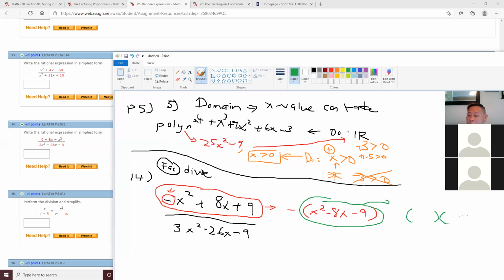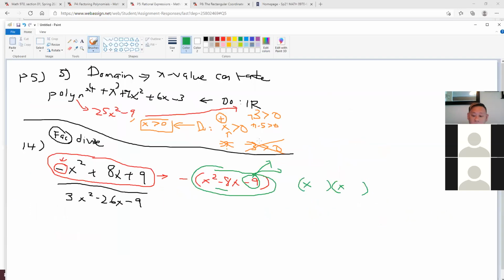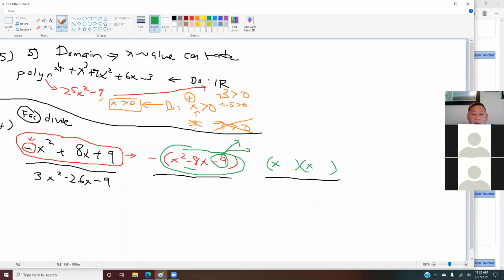So can someone tell me, x squared is x and x? What is a factor for 9? Don't forget, when you add, it has to be a negative 8. What times what is 9? Let's say -9 and 1. Negative 9 and positive 1, because when you multiply this, you get negative 9. When you add this, you get negative 8. So you get a negative 9 and positive 1.